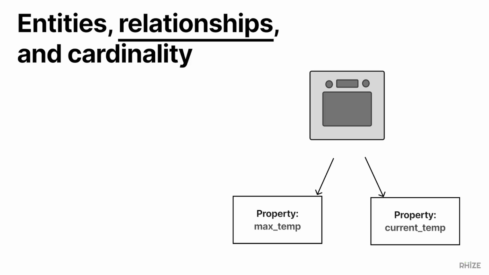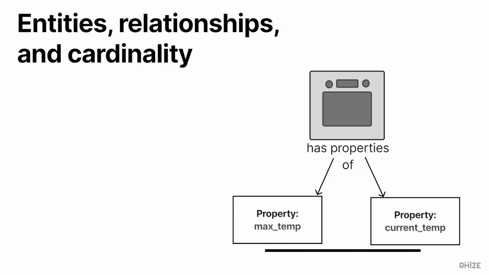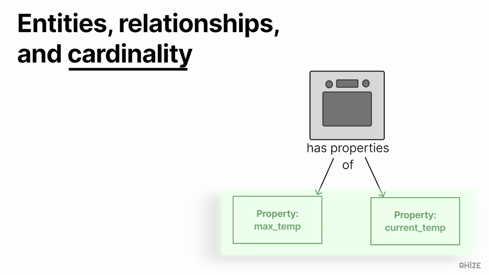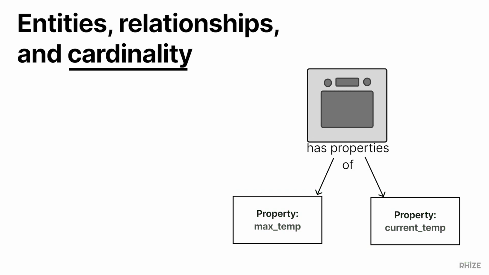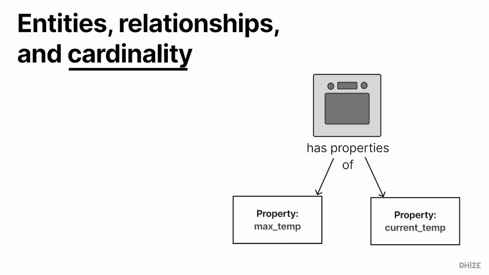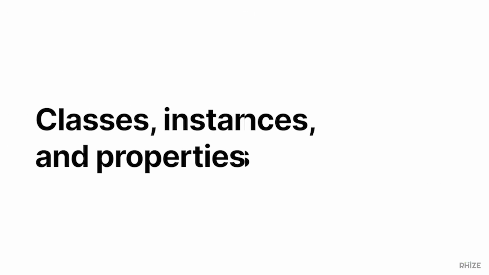Relationships are the connections between entities. In this case, the relationship is that the oven has these properties as a part of its composition. Cardinality is the number of entities that can exist at each end of the relationship. Here, our oven has 2 properties, but each of these properties can be related to only one equipment entity. In this case, we say the cardinality of equipment to equipment properties is 1 to many.